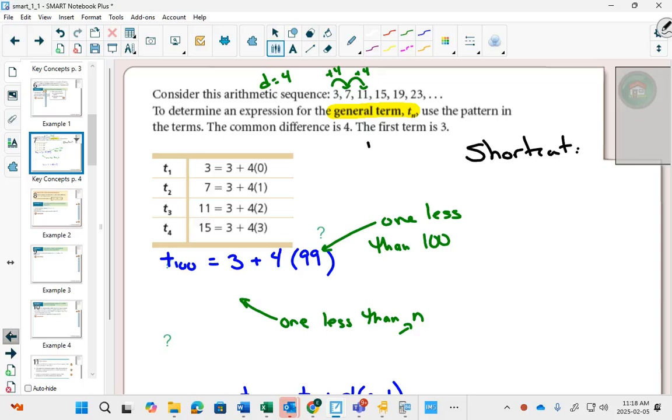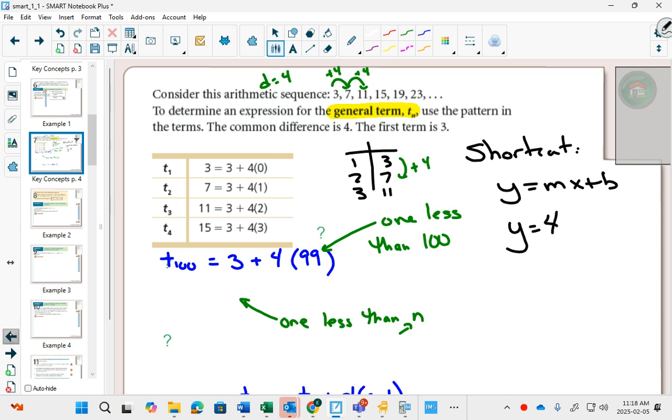What did we do with our shortcut? We looked at our first 3 terms, 4 terms, doesn't matter how many. You knew that your common difference made a line, y equals mx plus b. And if your common difference was plus 4, it would have to be a 4x. And then we said, well, what would make it work?